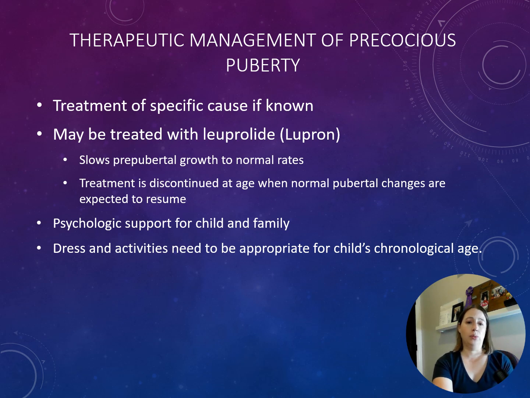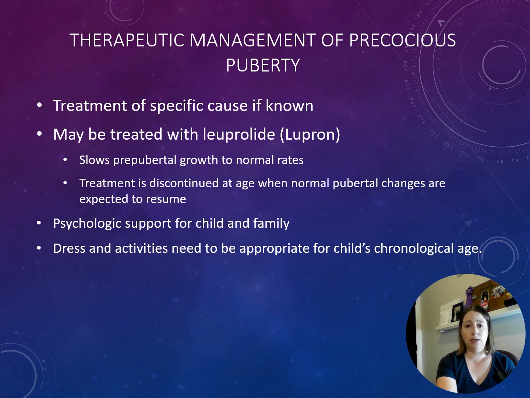Sometimes it's actually treated with Leuprolide or Lupron, which is a medication that will slow pubertal growth to normal rates, and then you just stop it at the age that you want those changes to accelerate, so around their normal age of puberty.